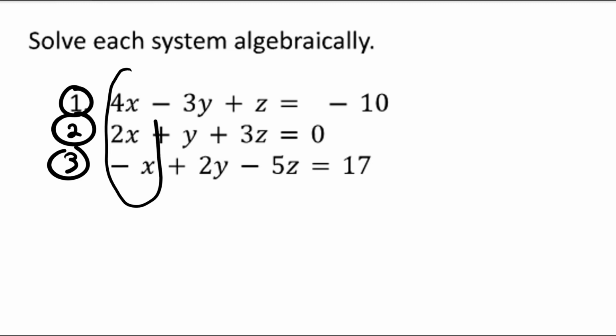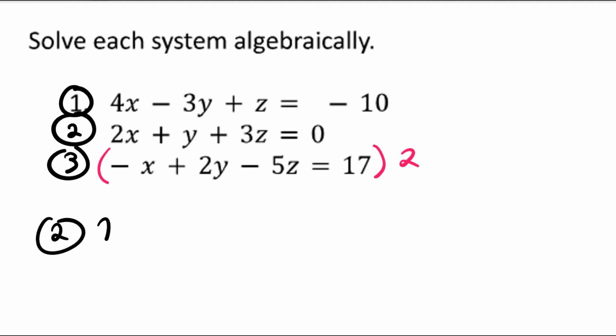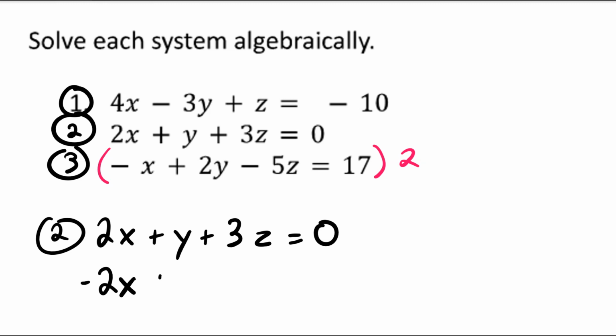I'm looking here at my x terms, and I think it'd be pretty easy to get some of those to cancel. I noticed that if I take my bottom equation, number 3, and I multiply everything by 2, that coefficient for x would be minus 2x, and when I add it to the 2x, it would be eliminated from the equation. So I'm going to take equation 2, I'm not going to make any changes to it, and I'm going to take equation 3, multiplying that 2 to every part of my equation. So make sure you're being very careful there.